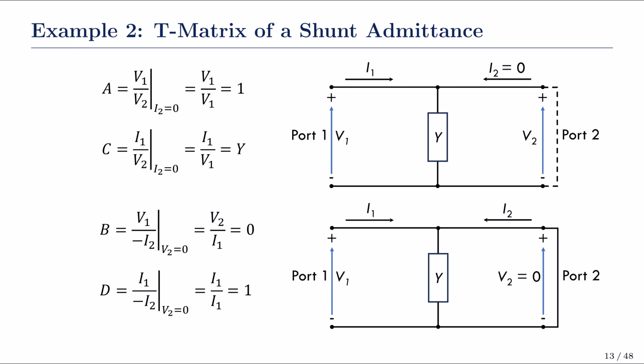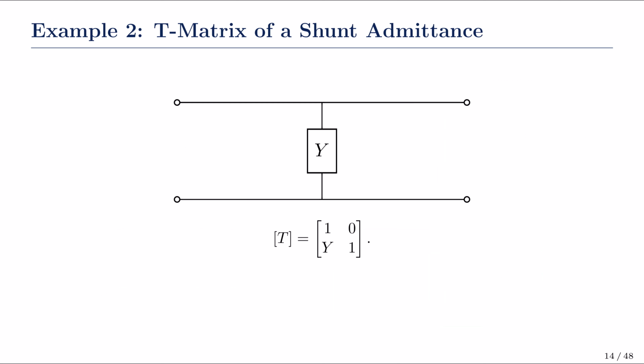Next, consider a shunt admittance Y. The voltage is the same at both ports, while the input current differs from the output current by the current through the shunt admittance. Applying the ABCD definition gives A equal to 1, B equal to 0, C equal to Y, and D equal to 1. The corresponding matrix is therefore lower triangular.